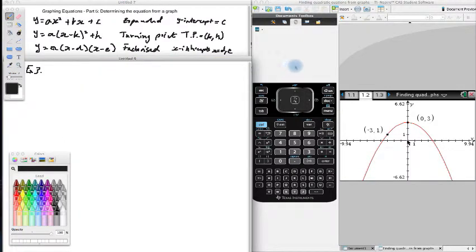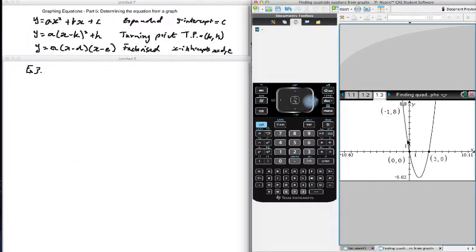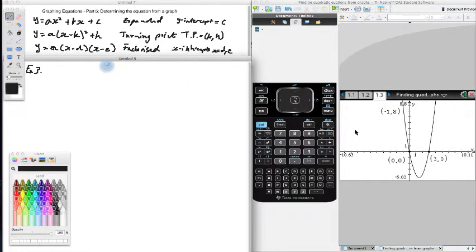Okay, let's now hop across to our next example, example 3. Alright, so here we've got a bunch of different information. We don't know the turning point this time, but we do know the two x-intercepts, and we know this extra random point, (minus 1, 8). So we know the x-intercepts, so we're going to use a factorized form, the one that tells us the x-intercepts. So we've got an x-intercept at d and e, so that's at 0 and 3. So d will be 0, e will be 3.